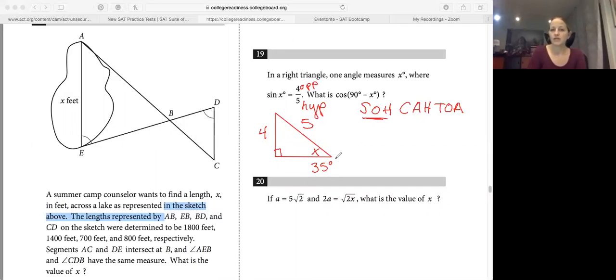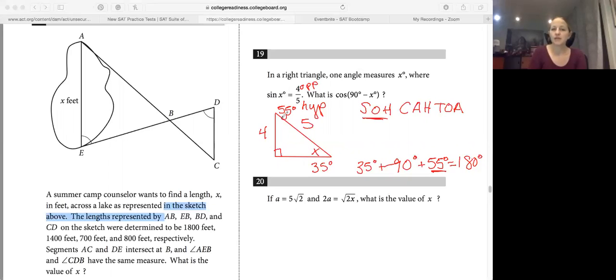Well, we know that the angles add up to 180 degrees. So I know that I would have 35 plus 90 plus that third angle would equal 180 degrees. Right? So that third angle would be 55. So this angle would be 55 degrees.